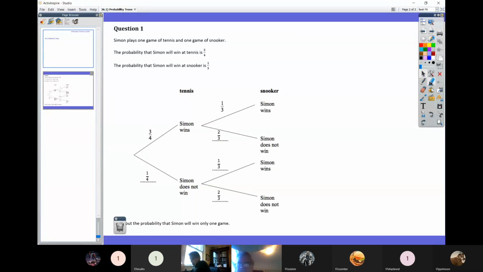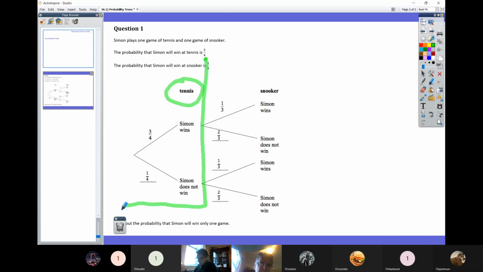So let me just remind you how these work. There's the tennis. It says the tennis at the top. So this first half of the probability tree is all about tennis. And we saw in the question that it told us that the probability that he won was 3/4. Now, we wouldn't necessarily always be given all the probabilities in the tree.